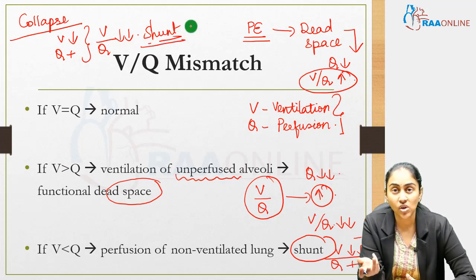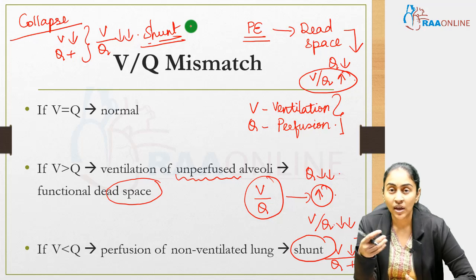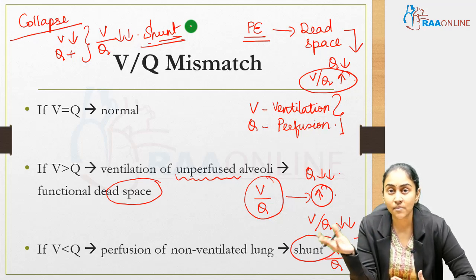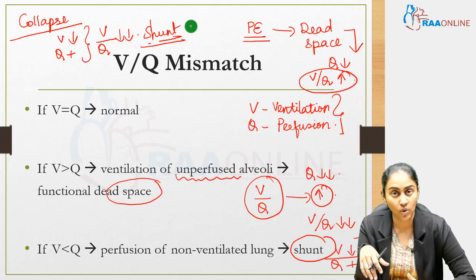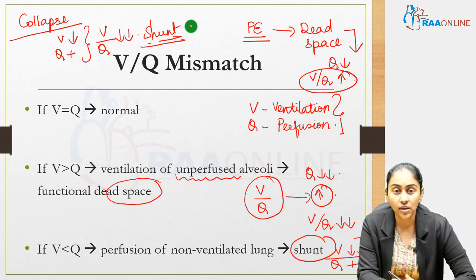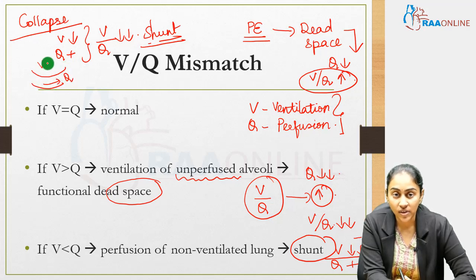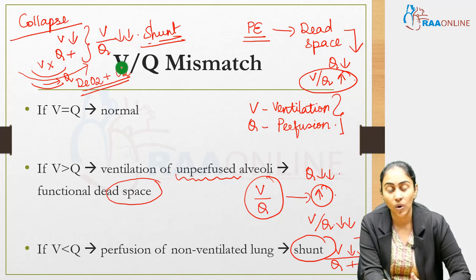Why is it called the shunt physiology? You all know that in congenital heart diseases with shunts, there is a mixing of deoxygenated blood and oxygenated blood. Similarly, here, because there is perfusion happening but no ventilation, this blood passes through without getting oxygenated. Therefore, this deoxygenated blood mixes with the other oxygenated blood and mimics a shunt. This is why it is called a shunt physiology.